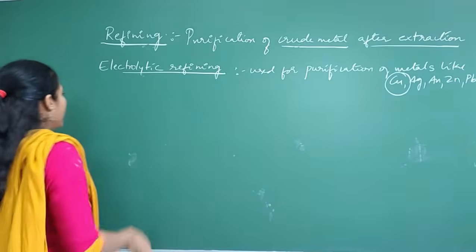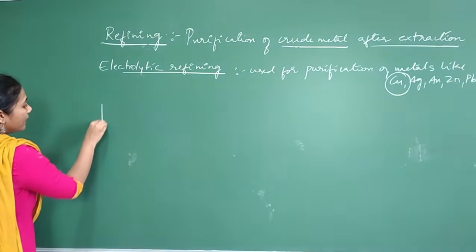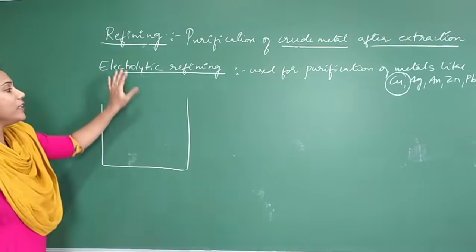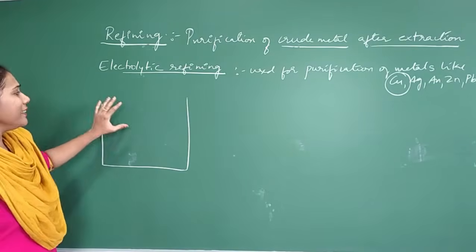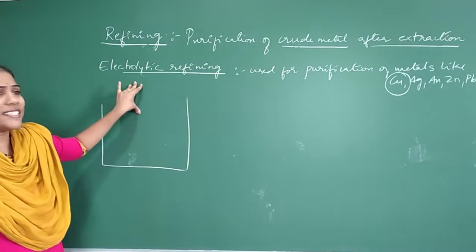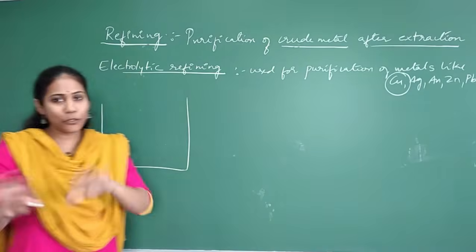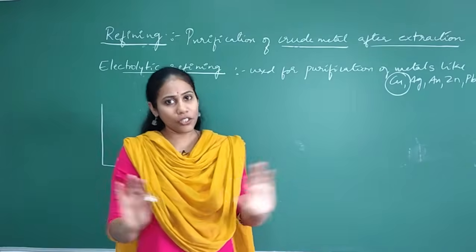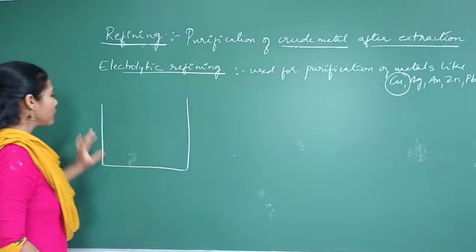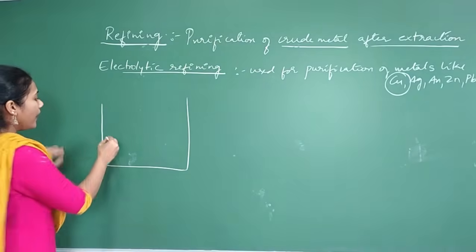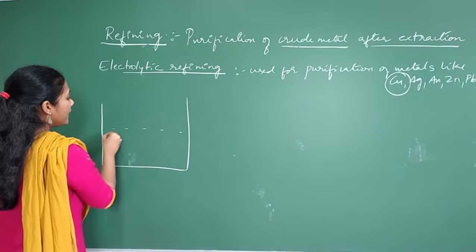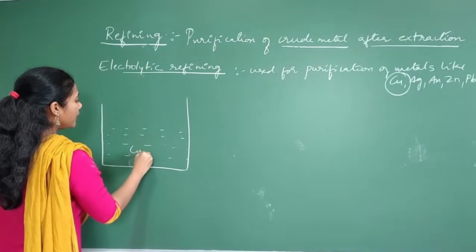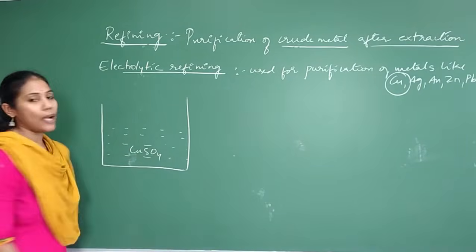See how the electrolytic refining is carried out, it is something like this. With the help of electricity we are doing this. Whenever you use electricity, we will have that setup: cathode, anode, electrolytic tank, and electrolyte. That setup is common. So we are taking a tank filled with electrolyte. Here the electrolyte I am taking is copper sulfate.